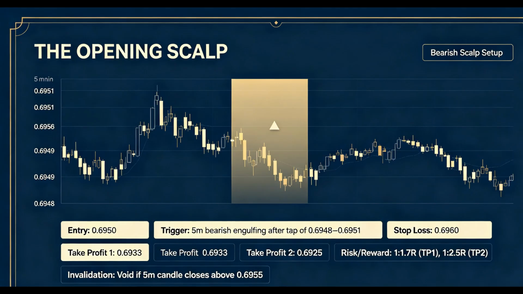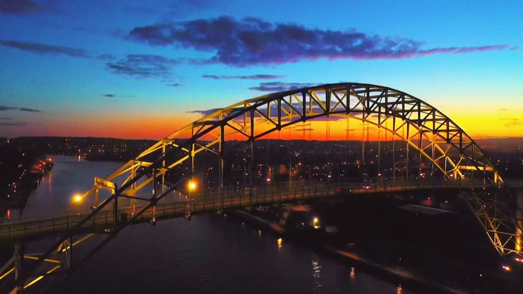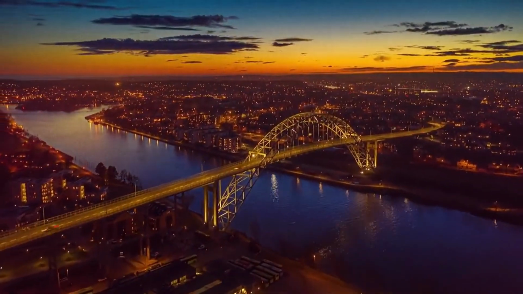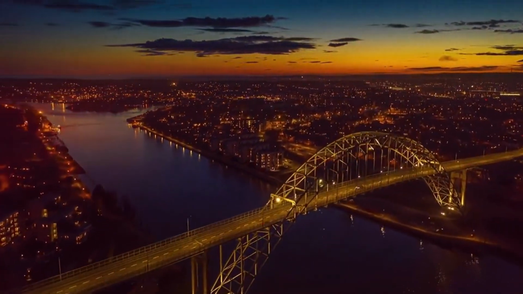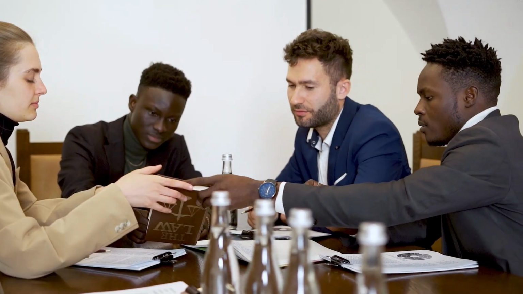Strategy 1, the opening scalp. Scalping, high probability, focus on a 5-minute structural trigger right at the resistance cluster. The entry condition is this: price taps the 0.6948 to 0.6951 zone and prints a bearish engulfing or a strong rejection wick on the 5-minute chart. That's your trigger. The logic: this is the R2-R3 liquidity pocket, and the 1 hour RSI is losing steam. Place your sell limit order at 0.6950 with a tight stop loss at 0.6960, exactly 10 pips above and above the most recent swing high.